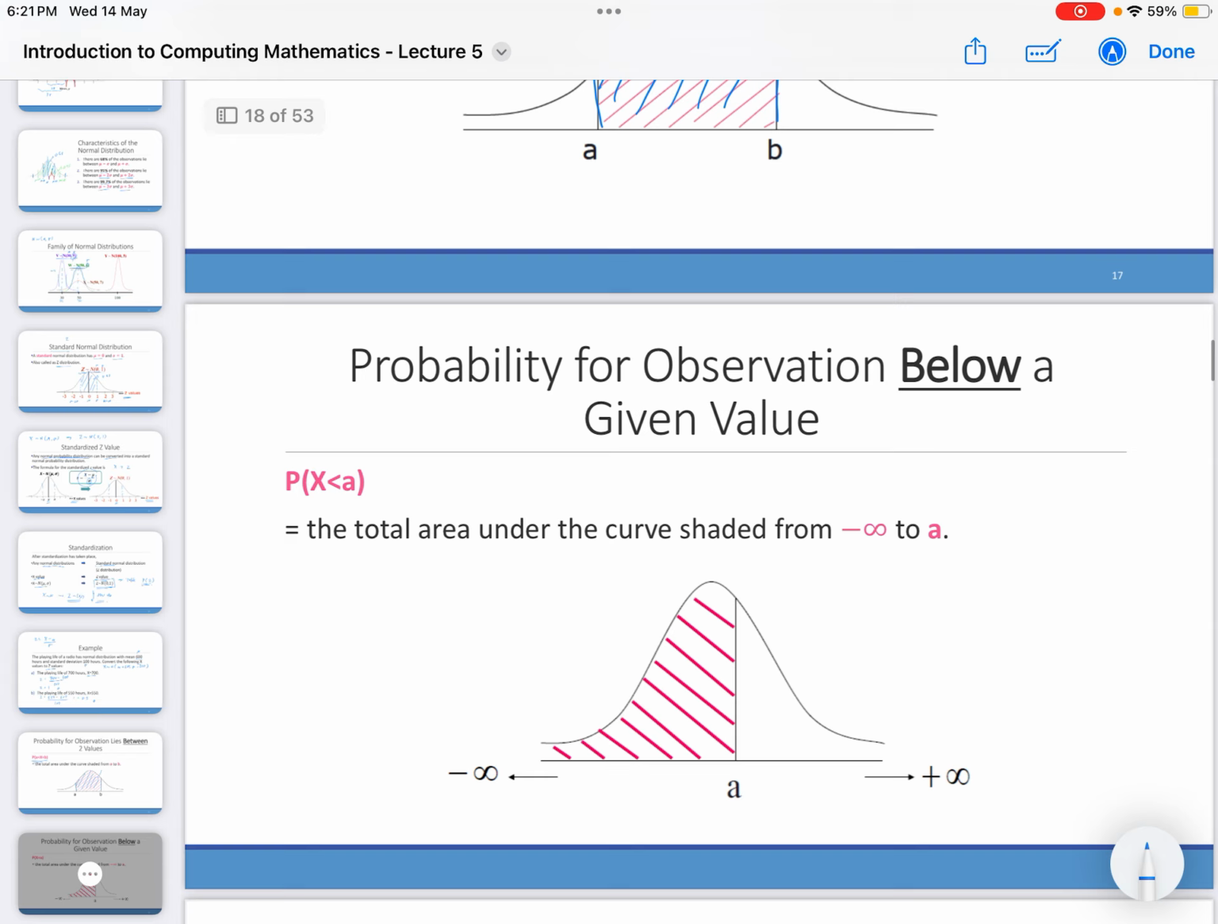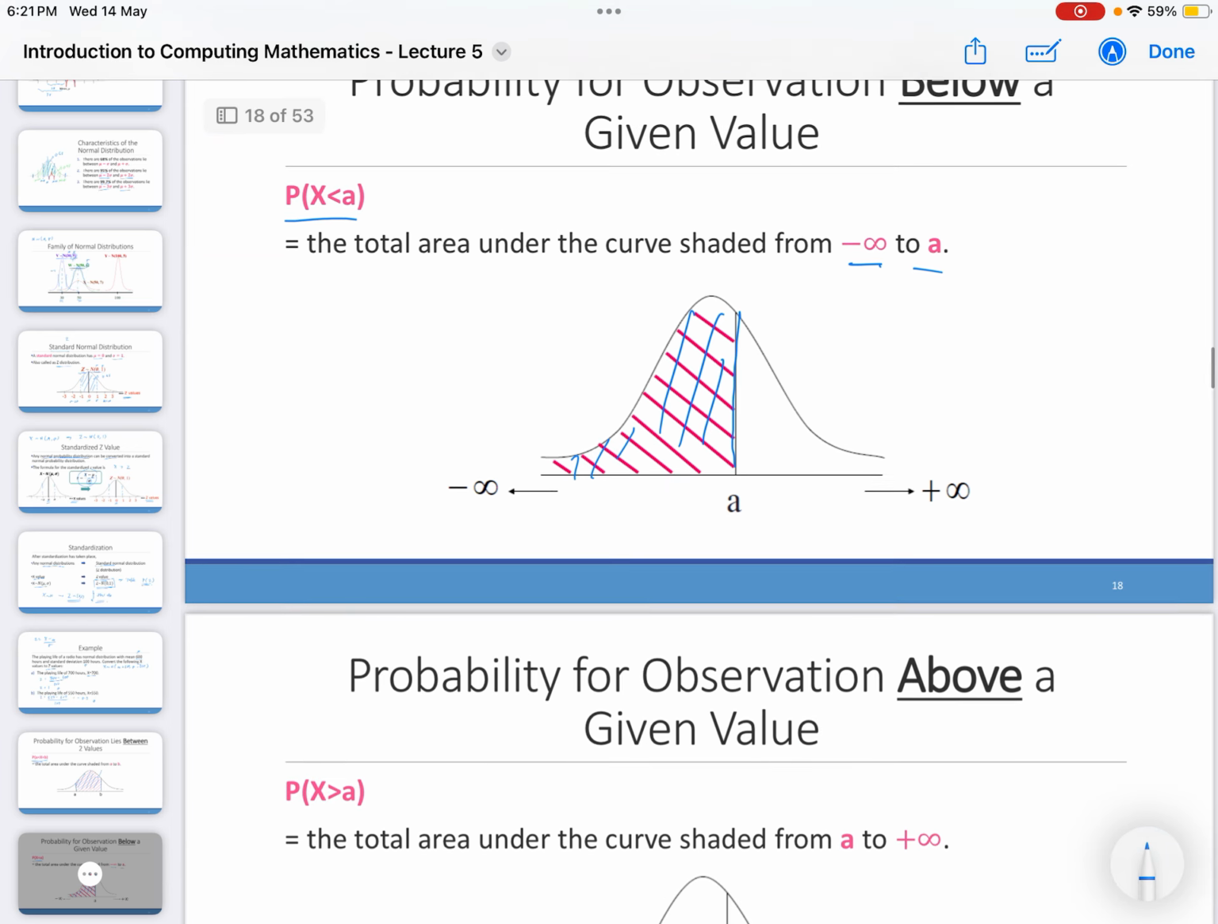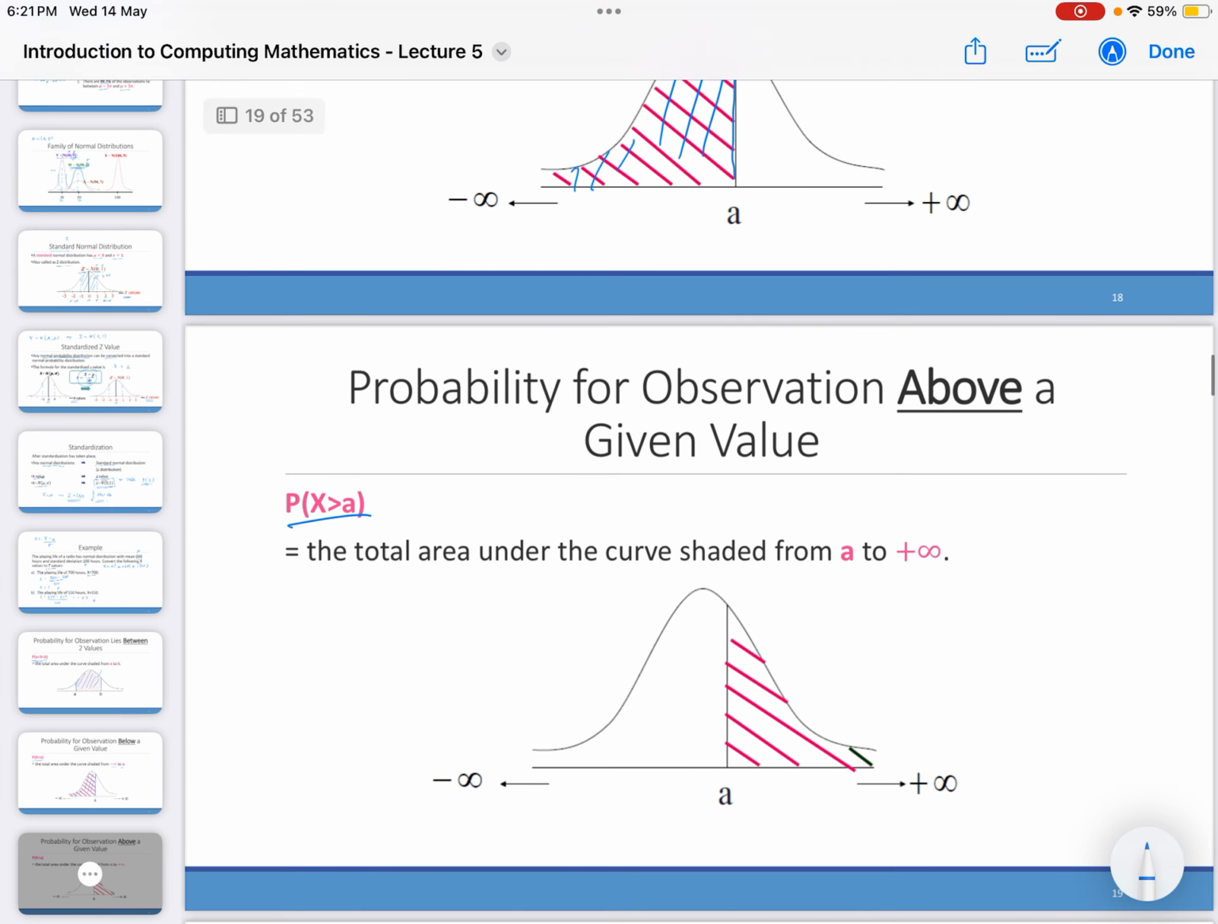Okay, and then let's say we want to find the probability of x less than A. Let's say A is over here. Less than A will be the area under this whole curve here, meaning the curve is shaded from negative infinity to A. And if probability of x greater than A, so if we have A here, the area is from A to positive infinity. So this shaded region here.